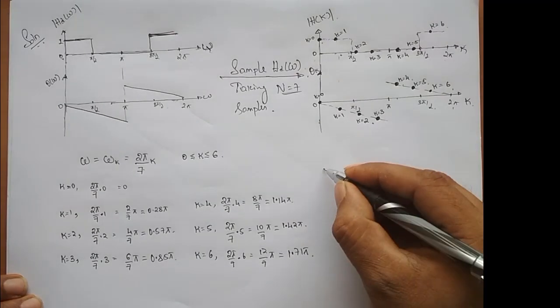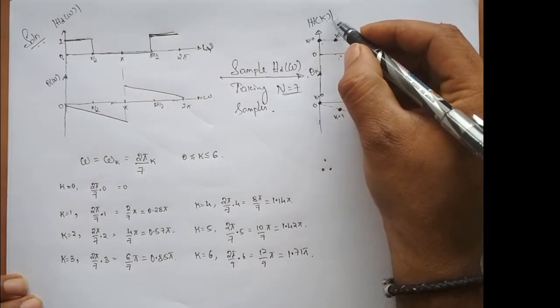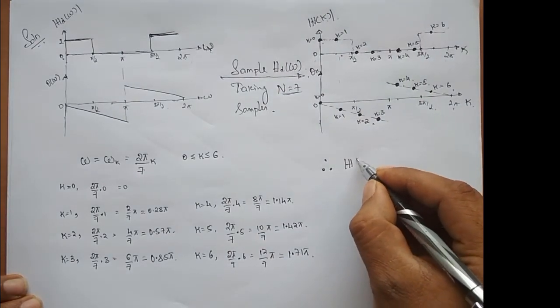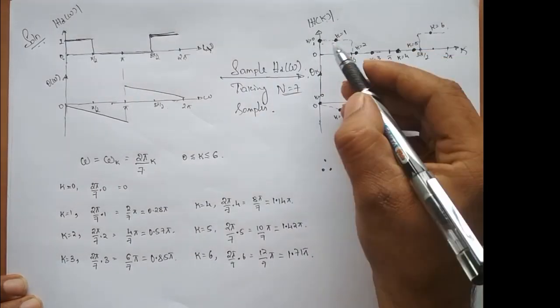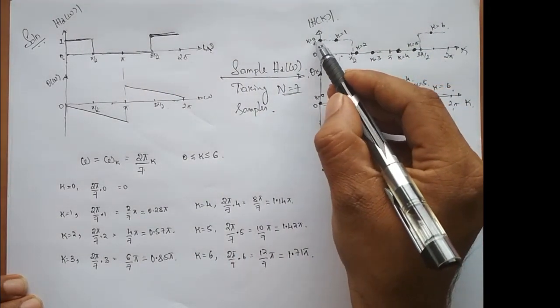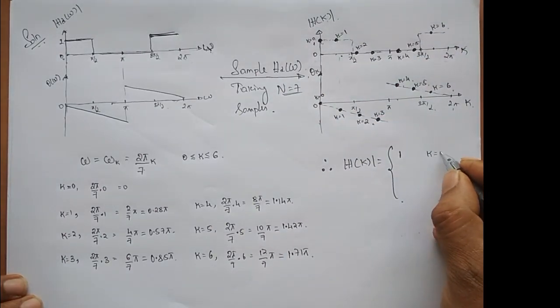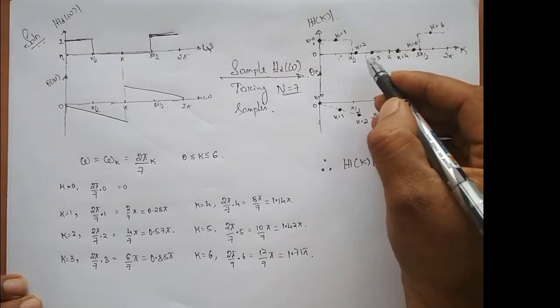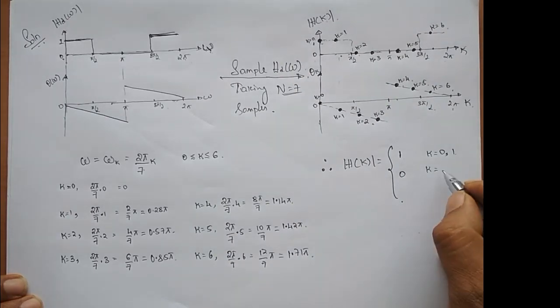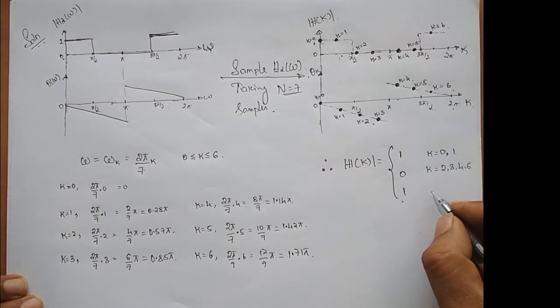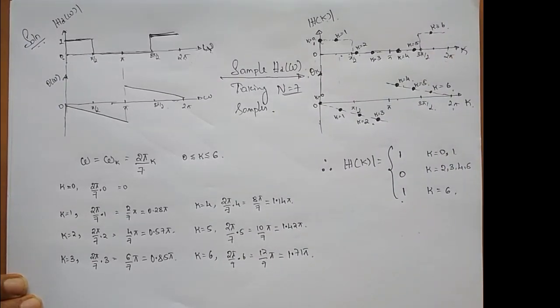Okay. Now, therefore, what is the magnitude of h of k? The magnitude of h of k is 1. It is 1 for what values of k? For k equal to 0, 1. And it is equal to 0 for what values of k? For k equal to 2, 3, 4, 5. And again it is equal to 1 for what value of k? For k equal to 6. Okay, so this is about the magnitude of h of k.